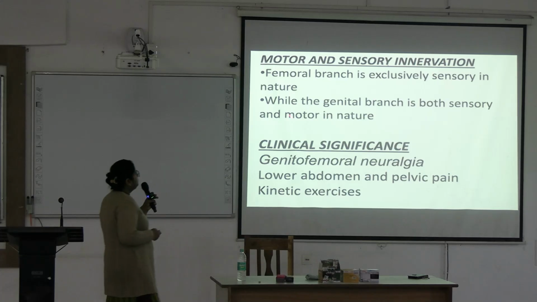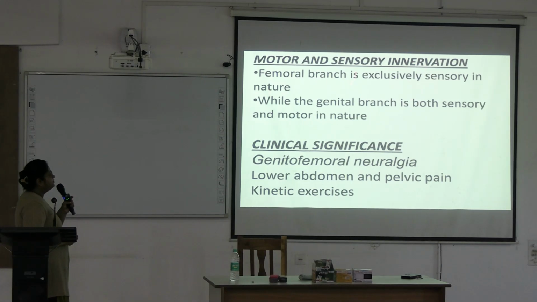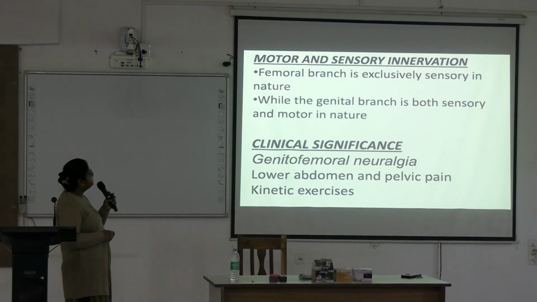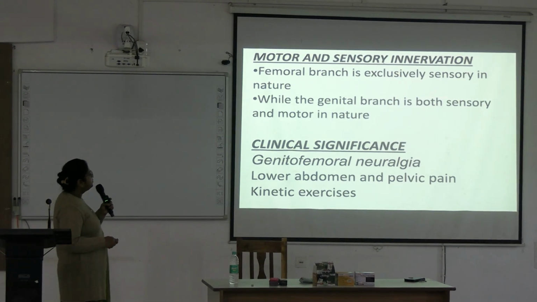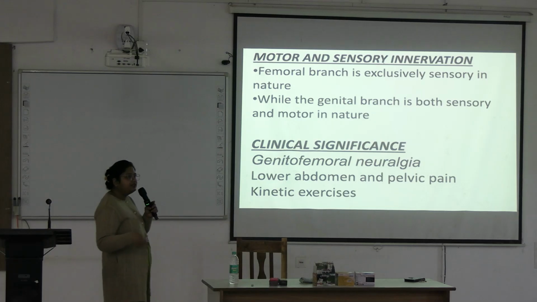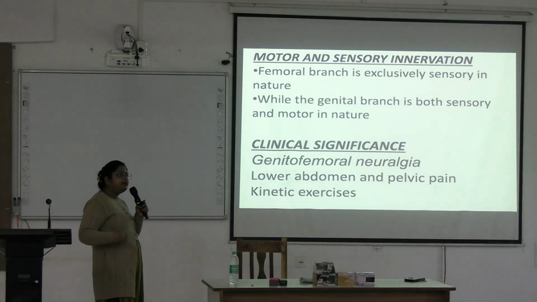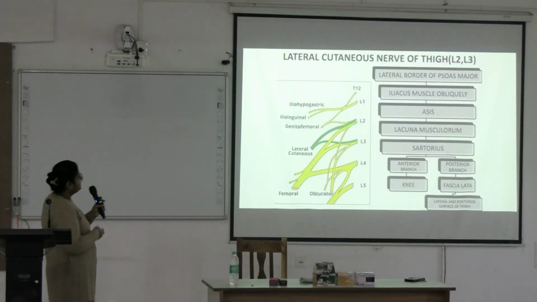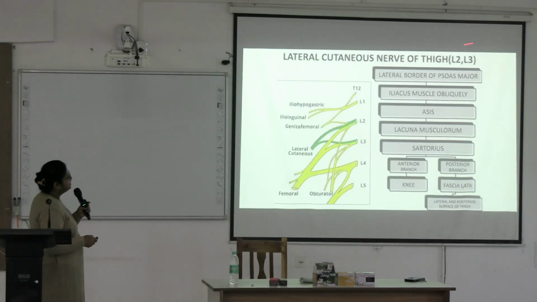Okay. So motor and sensory innervation: the femoral branch is exclusively sensory in nature, while the genital branch is both sensory and motor. Genitofemoral neuralgia occurs in case of involvement of this nerve. There will be lower abdomen and pelvic pain. The treatment protocol includes kinetic exercises, different movements of the hip region or lower part of the abdomen. Okay. Next, we are going to the next branch, the lateral cutaneous nerve of thigh.